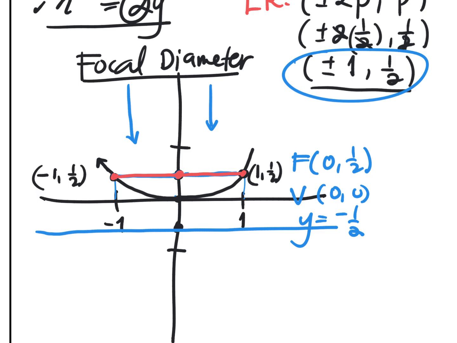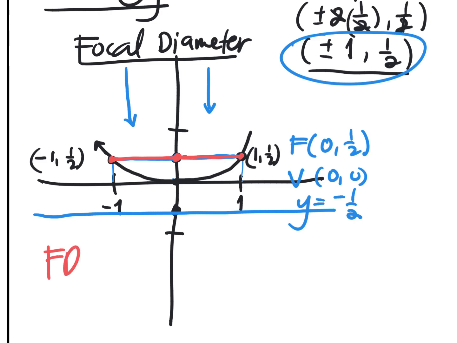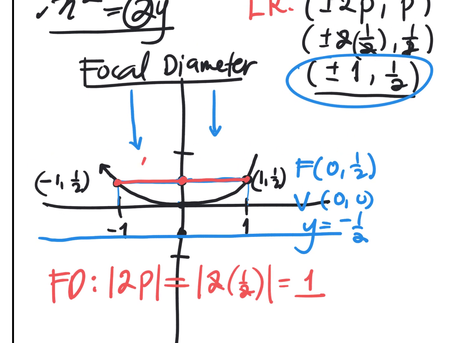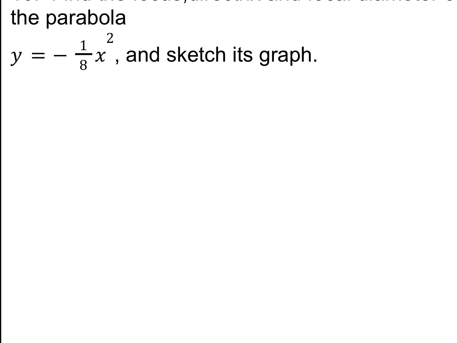Now the focal diameter, we call it FD. Focal diameter is computed by multiplying 2 times the value of your P. So in this case, our P here is 1/2. So the absolute value of 2 times 1/2 is just going to give you the absolute value of 1. Therefore, on the left side, I have 1 unit in here and also 1 unit in here. So that's going to be my focal diameter of 1 unit only. I hope you understand what a focal diameter is all about. Okay, let's go for the next one.